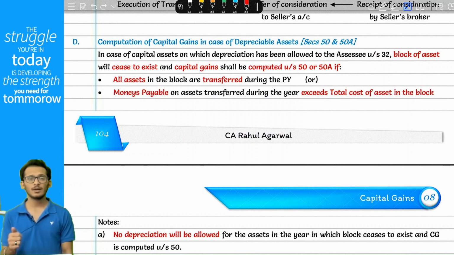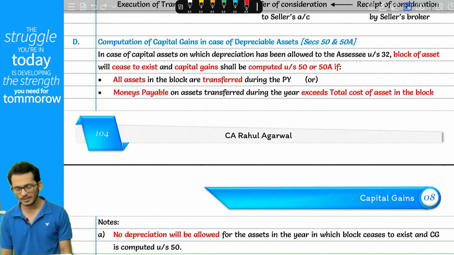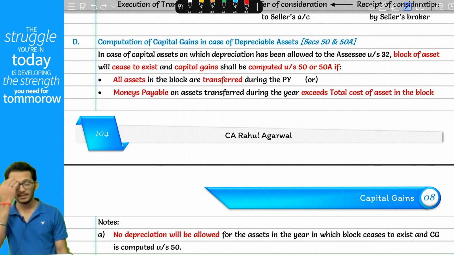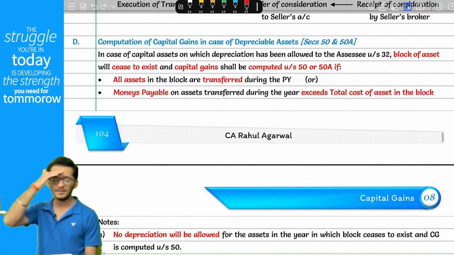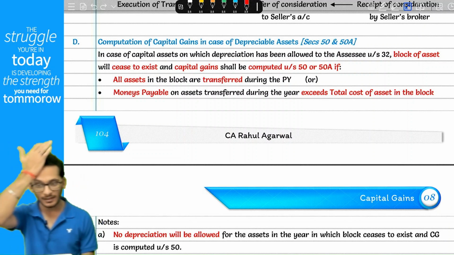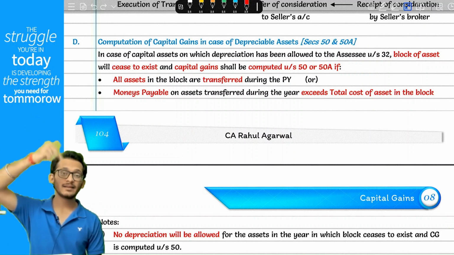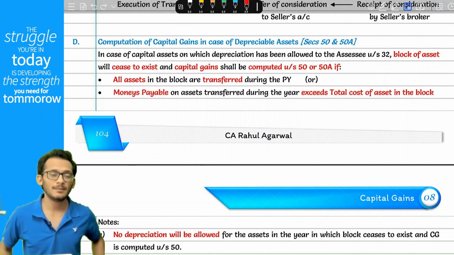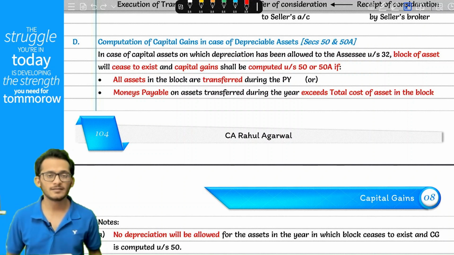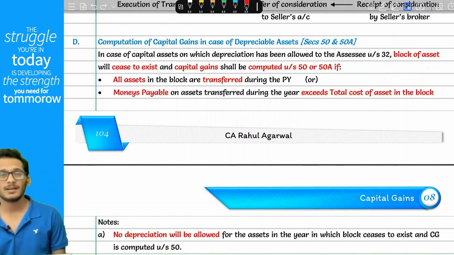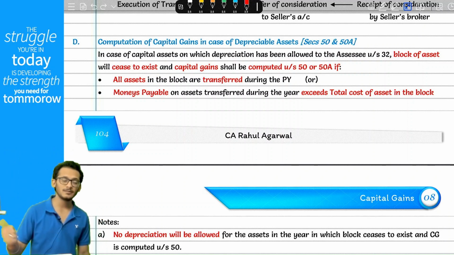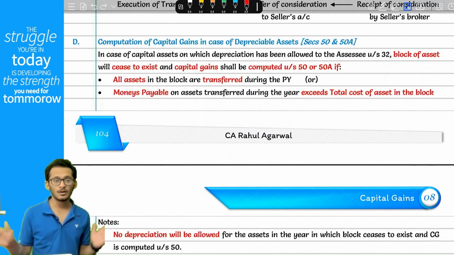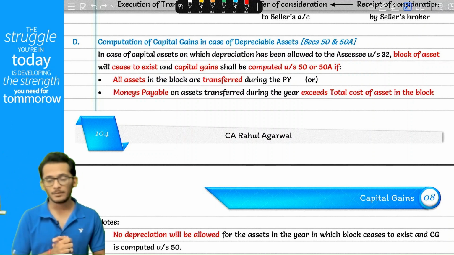Only in that case will you come to depreciation of capital gains, depreciable assets for capital gains. Otherwise, you will continue PGBP, and capital gains will not apply, which means it is either capital gains or PGBP. It cannot be both. If you have block available, then in that case it is PGBP. If you don't have the block available because you have sold it at a price more than the cost, or all the assets in the block are sold off, then in that case you will do depreciation.